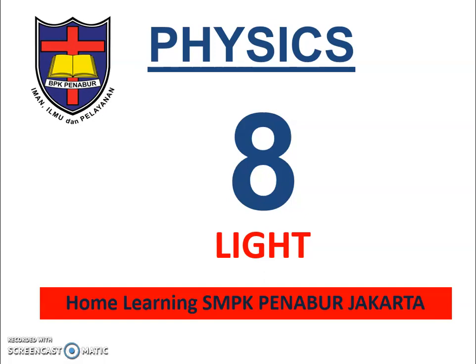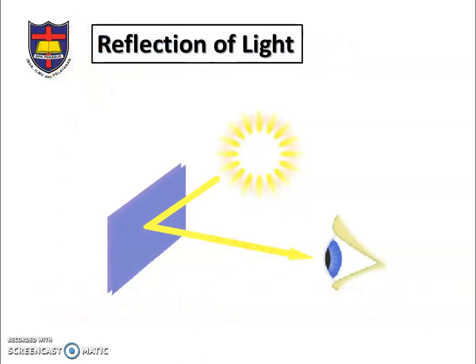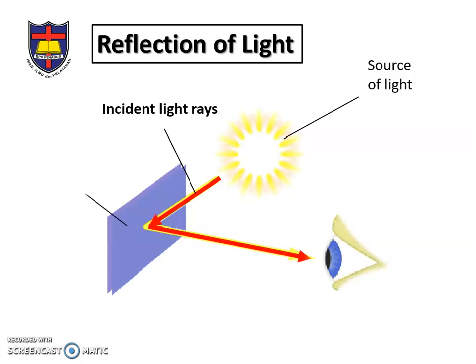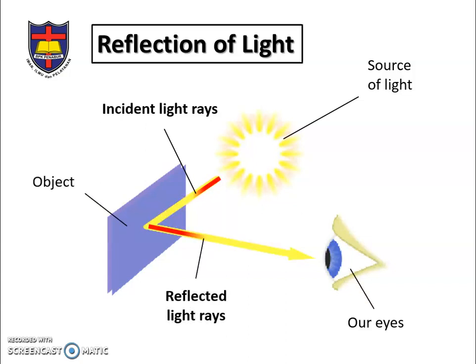Today, we will continue our learning session on the topic of light. And especially through this video, we will learn about the reflection of light and the formation of image in a mirror. As you already know, one of the light properties is that light can be reflected by any object that is exposed to light. The reflection of light simply is the process of re-emitting light after it hits an object.